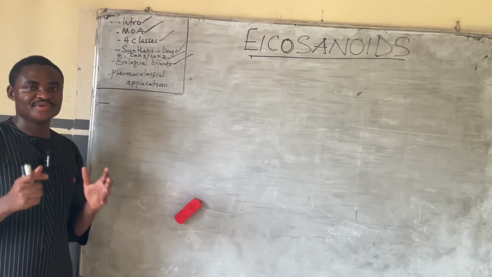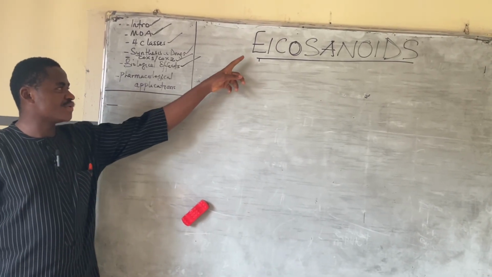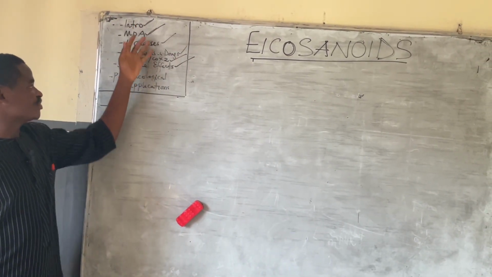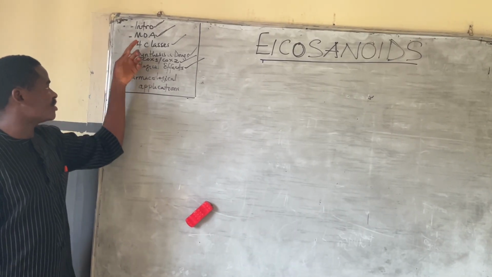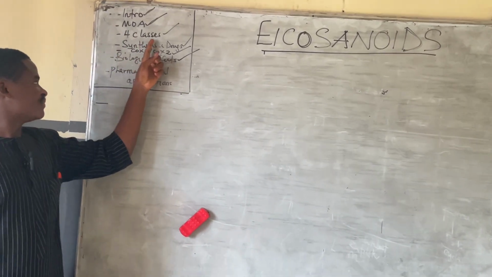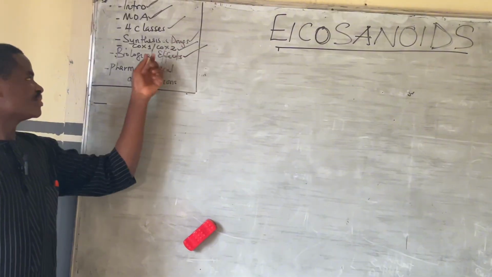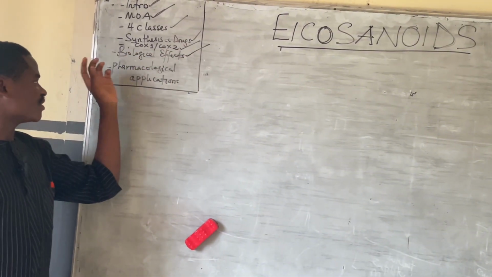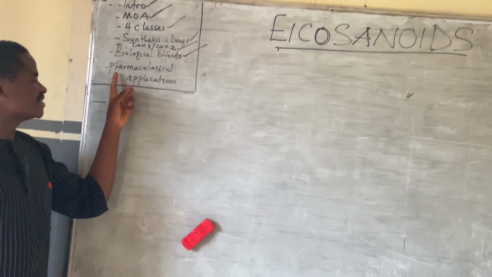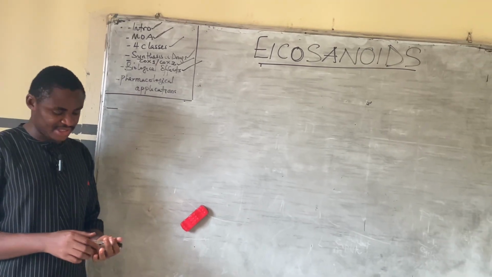All right, we are going to be discussing the pharmacology of the eicosanoids, and we'll be walking through this outline: the introduction, the mechanism of action, the four classes, the synthesis and drugs, and then we will differentiate COX-1 from COX-2, the biological effects, and then the pharmacological applications.